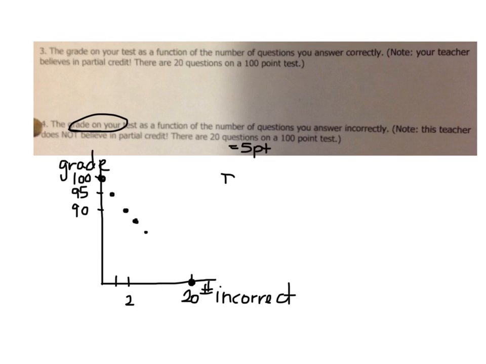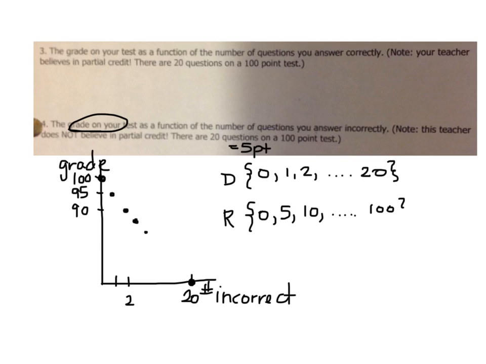So let's talk about domain and range. These are points, so I'm going to have to list them. So my domain starts at 0 incorrect, 1 incorrect, 2 incorrect, all the way up to 20 incorrect. My range, now typically you're going to want to start at 100 because that's the first grade we talked about, but remember range is smallest to largest. So the lowest grade I can get is a 0. I can get a 5 by only getting 1 right. I can get a 10 and all the way up to 100. And this would be discrete.